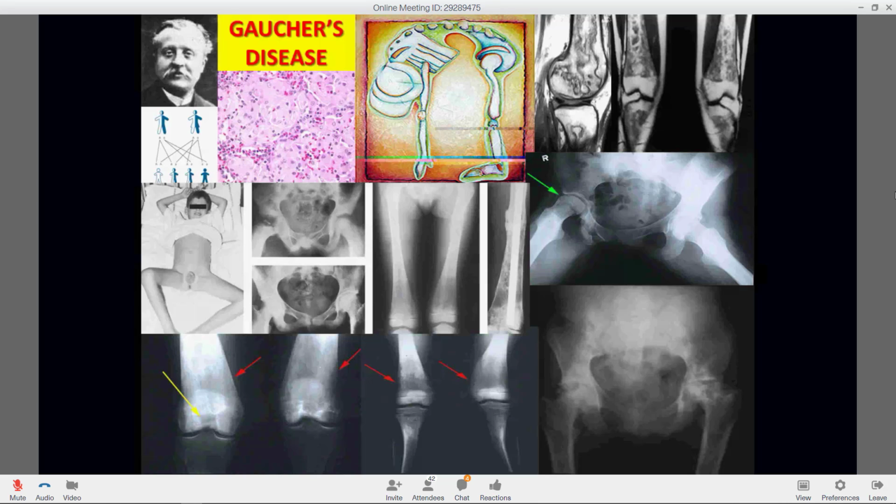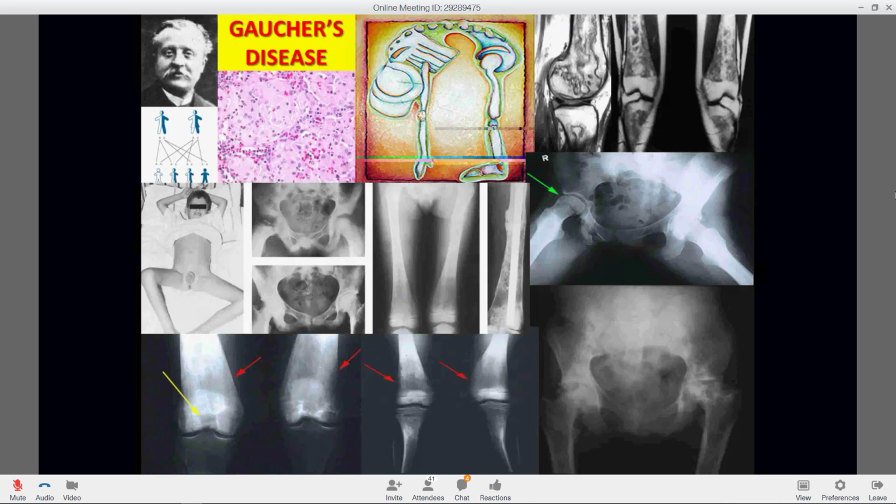Older patients may develop back pain due to vertebral osteopenia and compression fracture. Femoral neck fracture can also occur, and elevation of serum acid phosphatase level is a suggestive finding. A common complication is osteonecrosis of the femoral head.